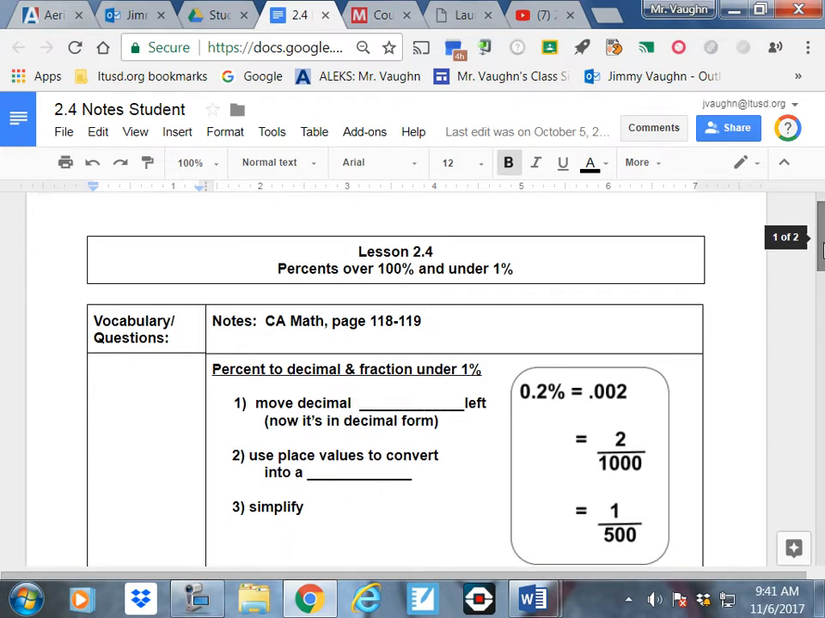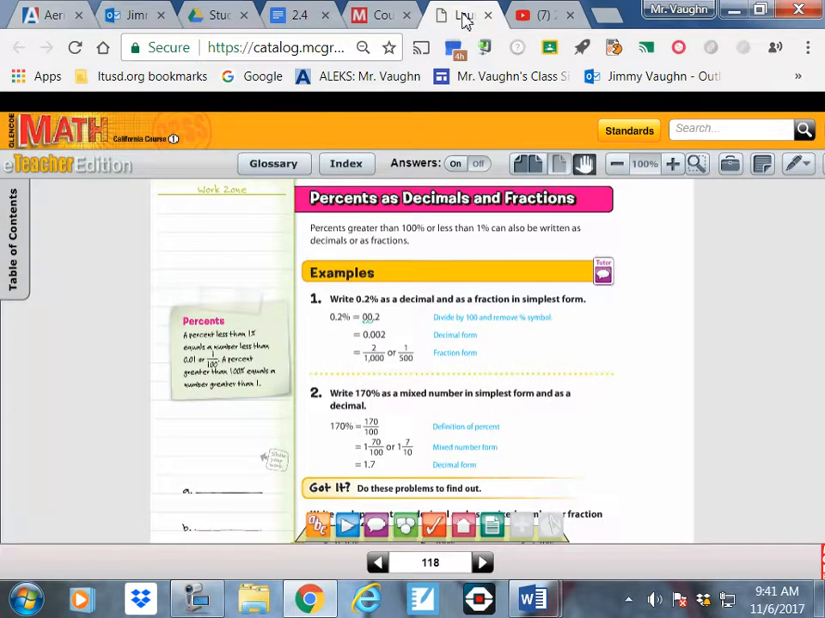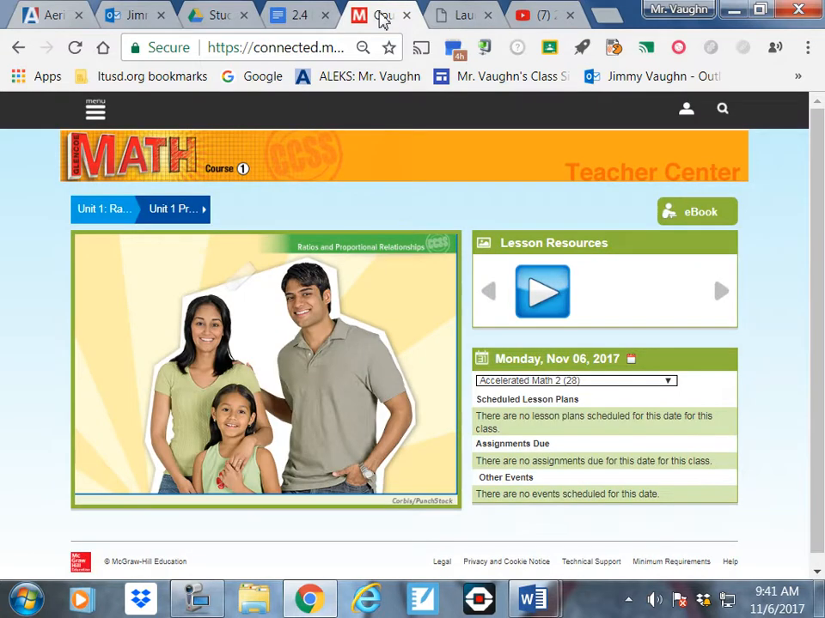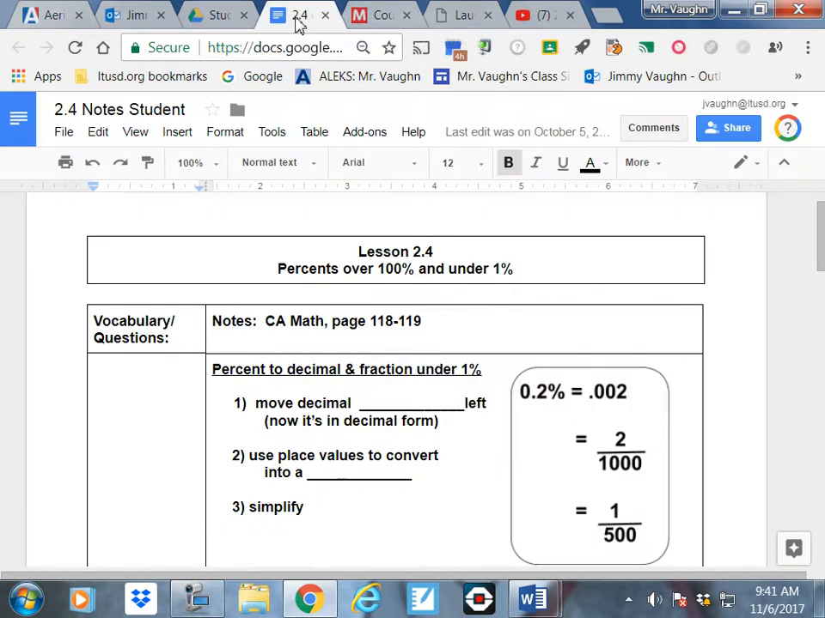I'm dealing with percents over 100% and under 1%. You should have your notes out. You should have the workbook open on page 118 so you can refer to that for additional information. And let's go ahead and get going.